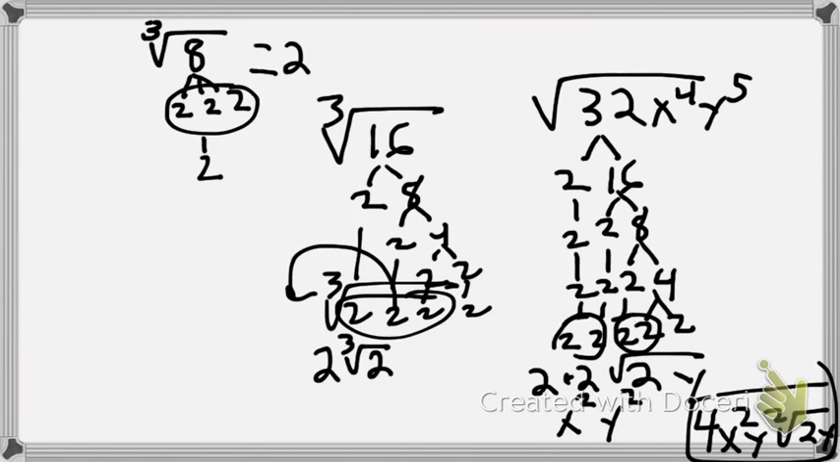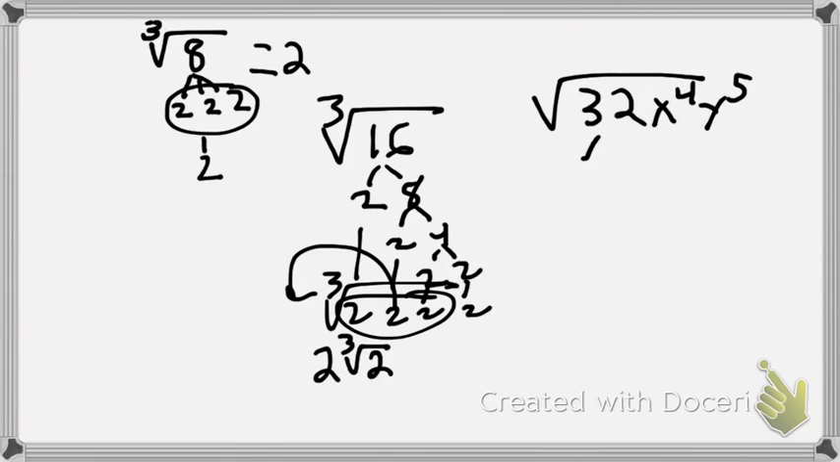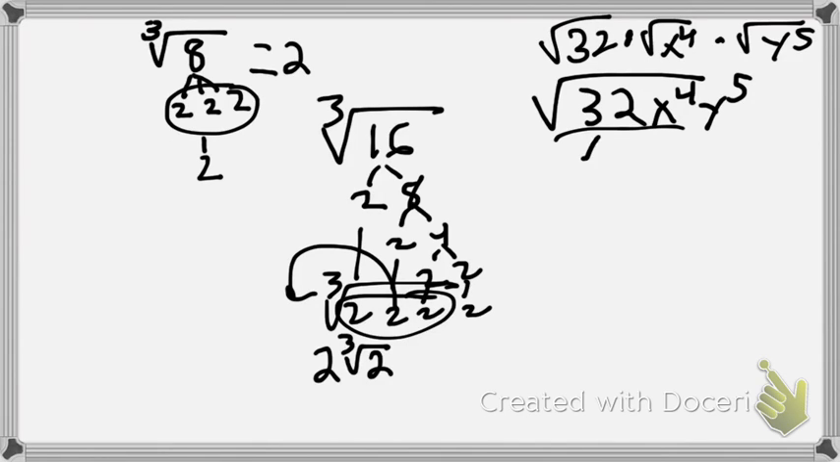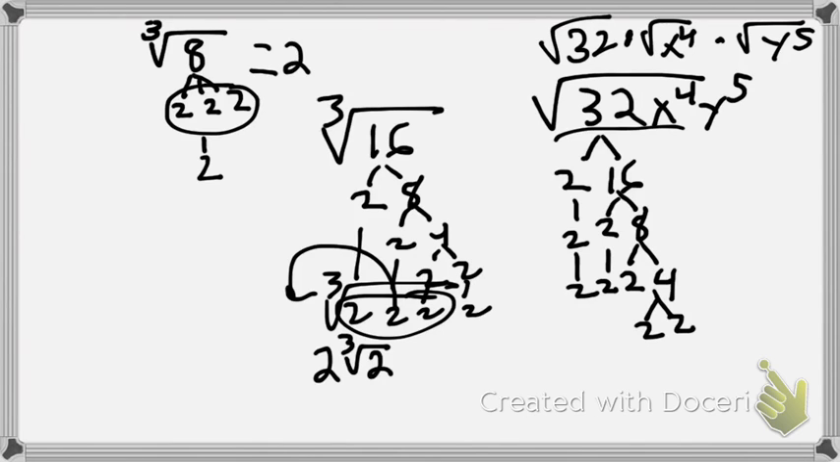Let's take something like the square root of 32x to the 4th, y to the 5th. Well, what we're going to do is start off with the square root of 32. We're going to break this down, and we're going to look at this as the square root of 32 times the square root of x to the 4th times the square root of y to the 5th. So 32 is 2 times 16. 16 is 2 times 8. 8 is 2 times 4. 4 is 2 times 2. So we have 5 2's.